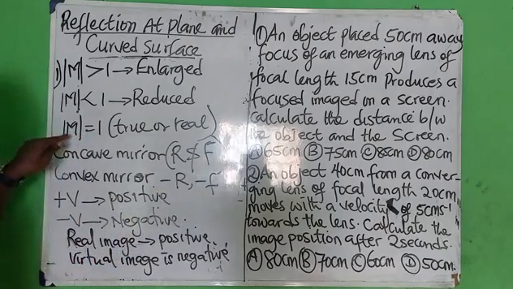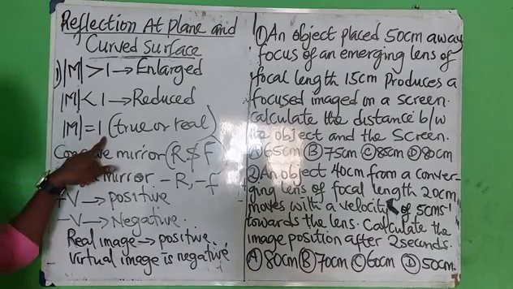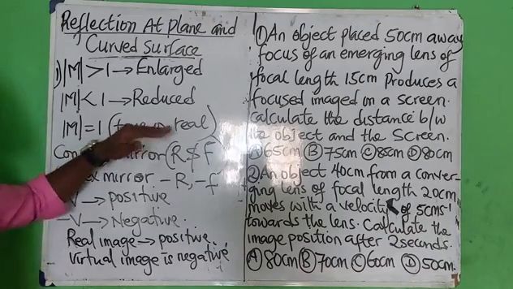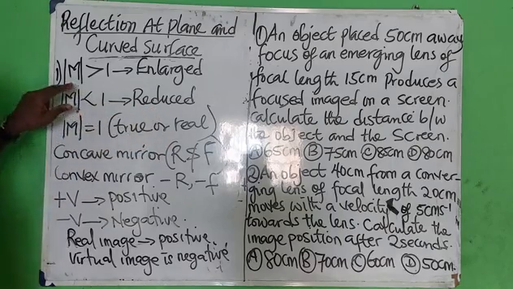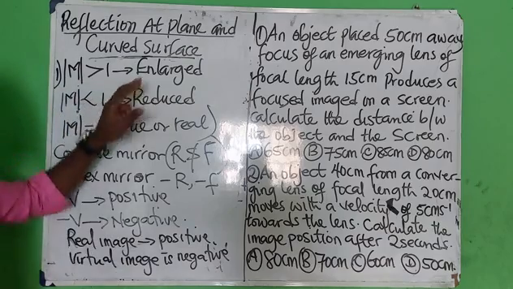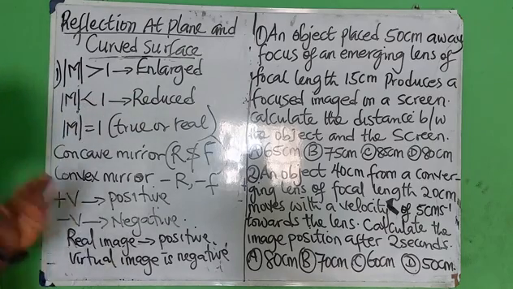But when the absolute value of m equals 1, it means the image is real or true. When it's less than 1, it means it's reduced or diminished. But when it's greater than 1, it means it's what? Enlarged. So please take note of that. It is very, very important.